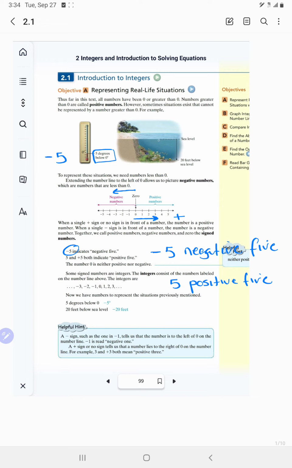Also, we can use the example of sea level. At sea level, we can think of that as 0. Above sea level is positive numbers, and below sea level are negative numbers. So 20 feet below sea level, you could use -20.